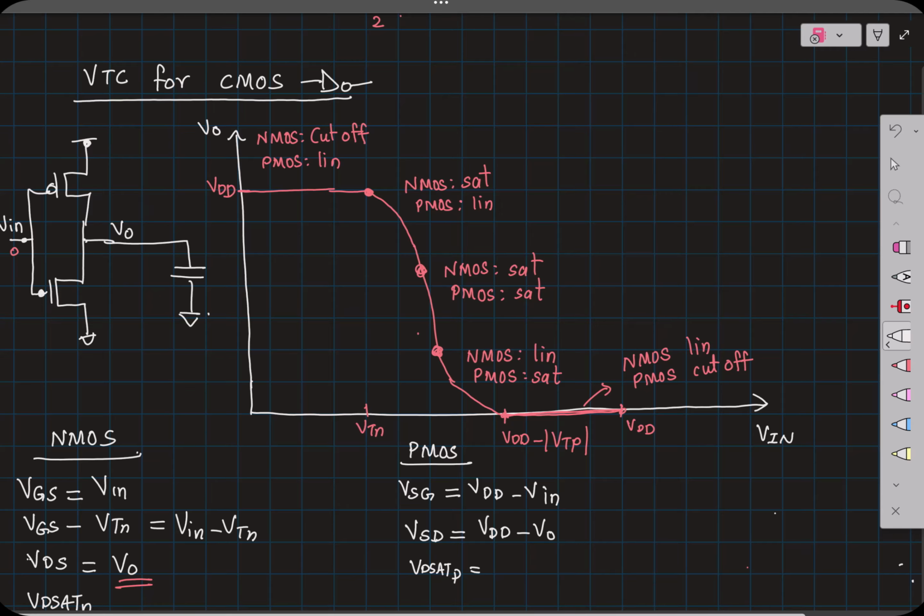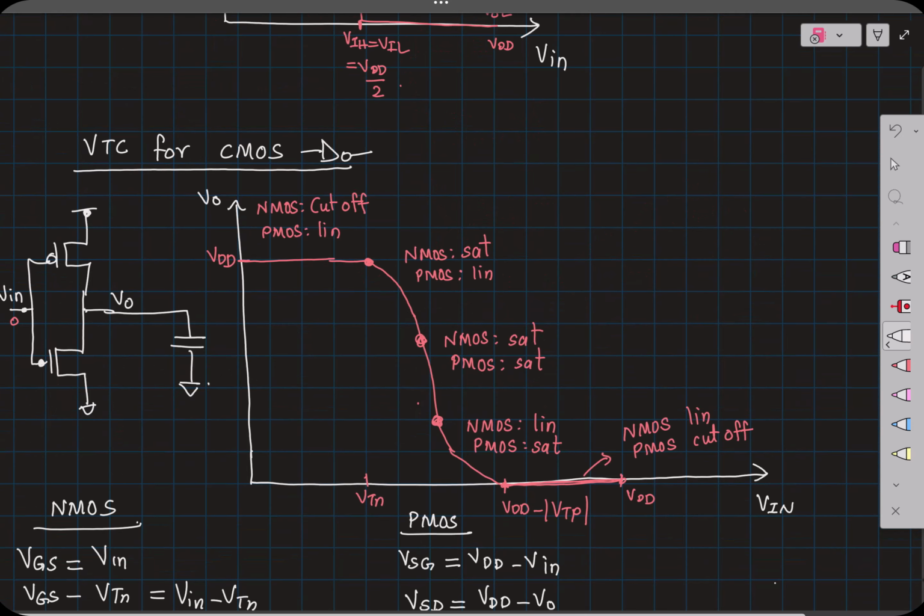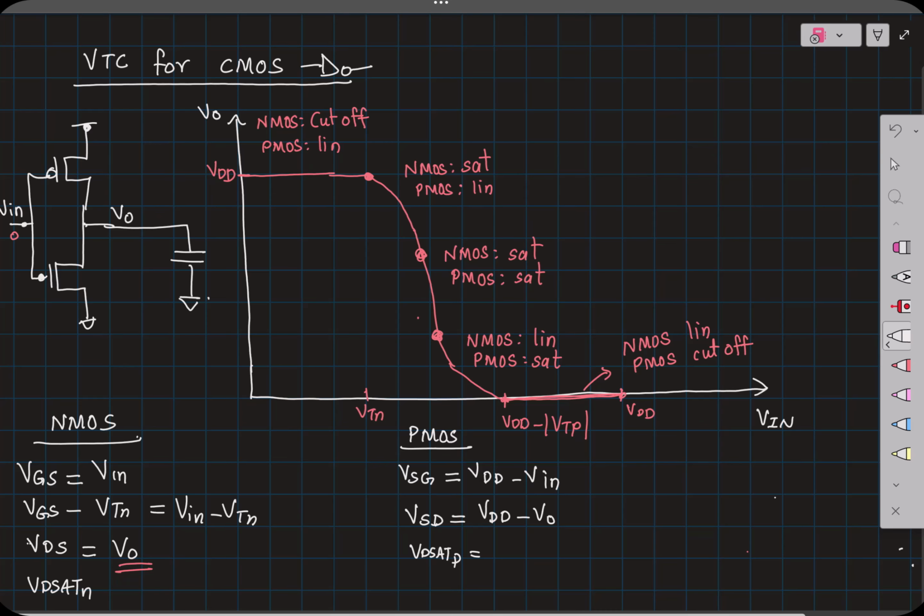All right. So if this is clear, now because VTC is such an important topic, we are going to derive this whole thing again using a graphical method.